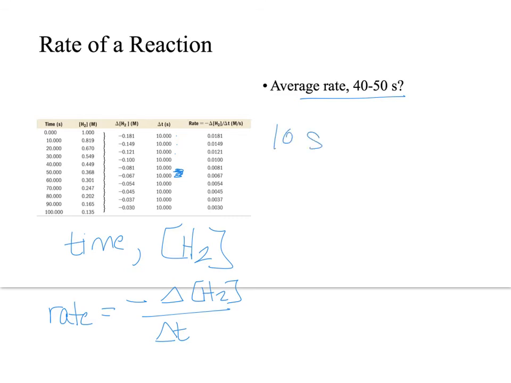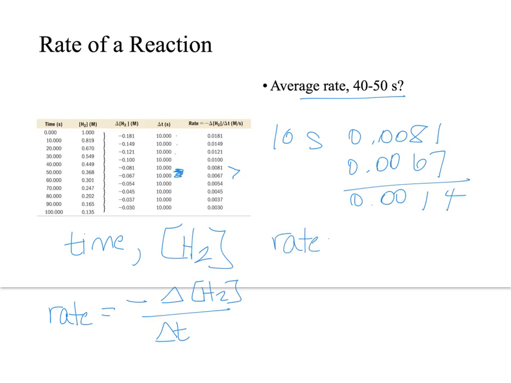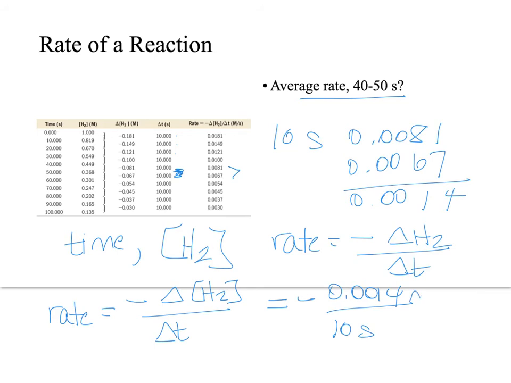10 seconds is the difference between them. And concentration goes from 0.0081 to 0.0067. Right, so I just subtract that, 0.0014, and we plug and chug into our formula. Rate is equal to negative change in hydrogen over the change in time. Okay, so that's negative 0.0014 divided by 10 seconds. That's molarity, 10 seconds.